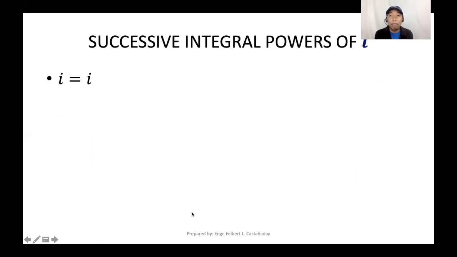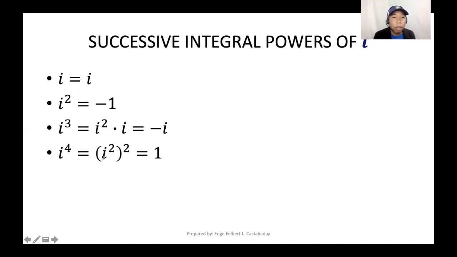Now let's move on to the successive integral powers of the imaginary unit. We have i equal to the square root of -1, but so that we can see the pattern, we write i. i squared, being the product of i times i, is equal to -1. i cubed is equal to i squared times i, where i squared is -1, so -1 times i is equal to -i. i raised to 4 can be factored as i squared raised to 2. i squared is equal to -1, so (-1) squared is equal to +1.